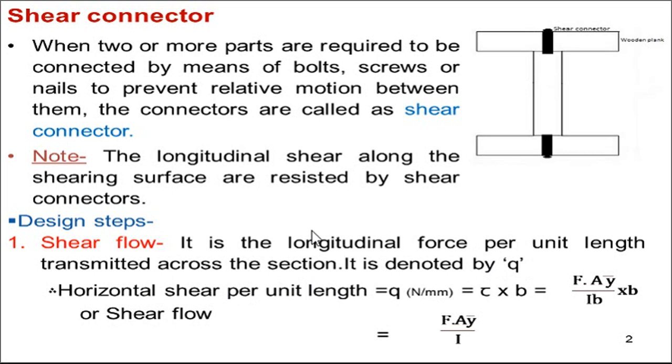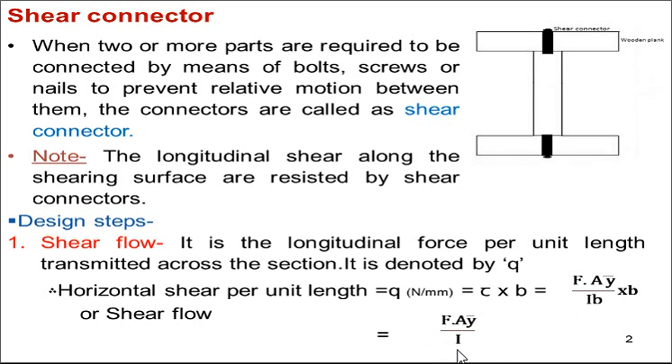So how to determine the shear flow? Shear flow is also called horizontal shear per unit length. We use the shear stress formula tau, but we have to multiply by b, so in this particular relation the b will be eliminated. It is per unit length, so you multiply with b. Here it is the shear stress formula multiplied by b; b will cancel. So the remaining expression will be F A y bar divided by I. So it is the shear flow.